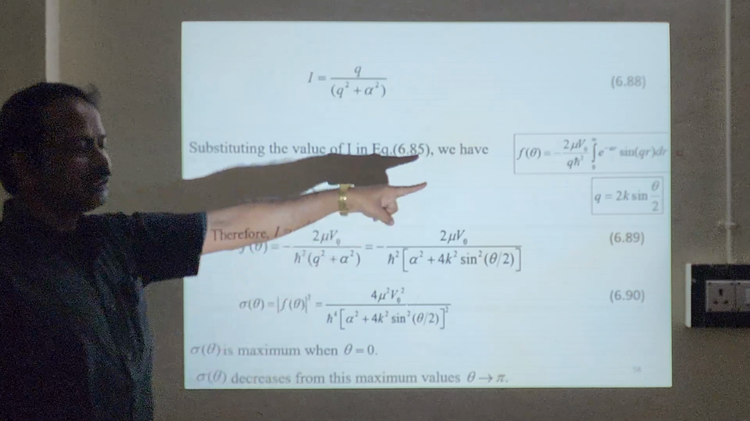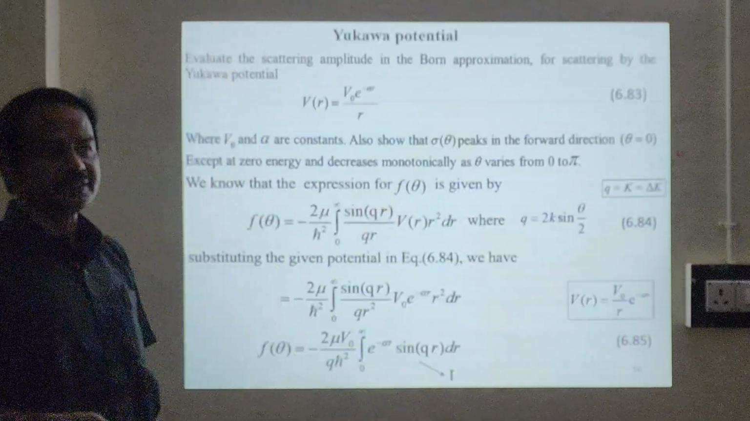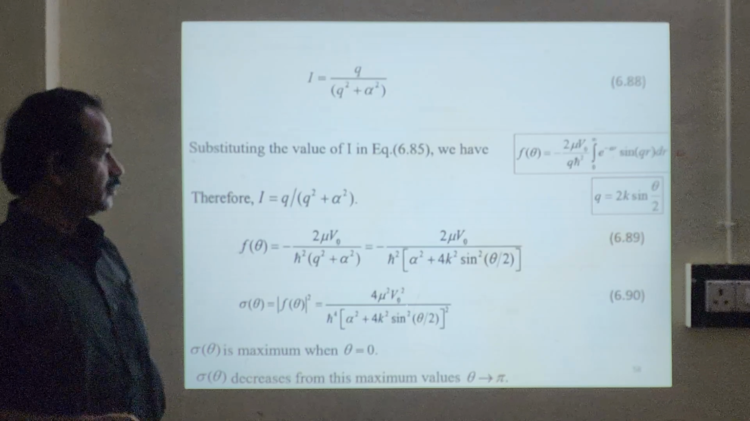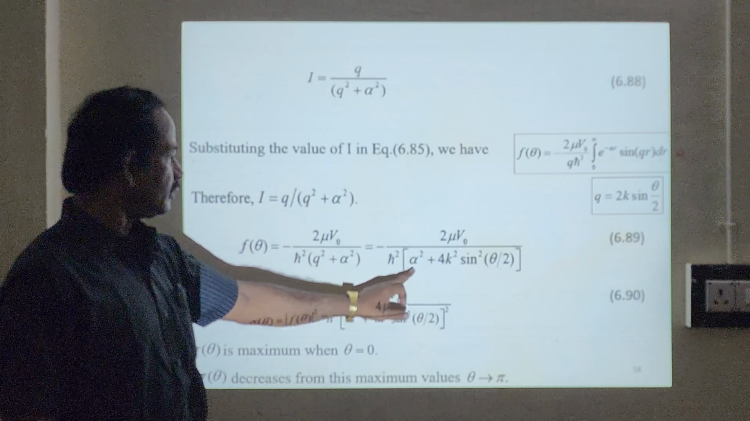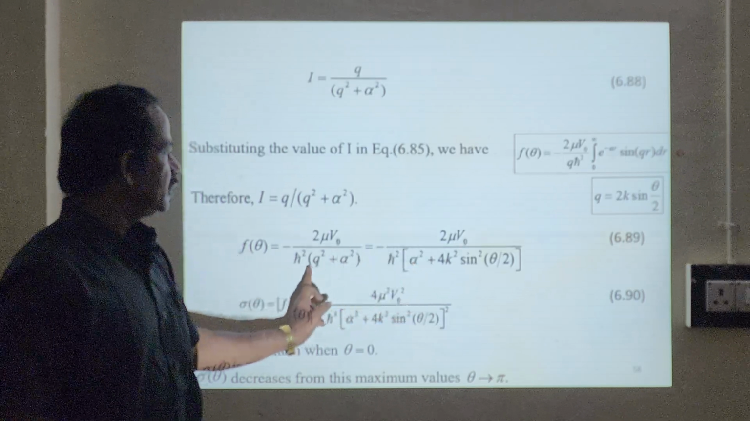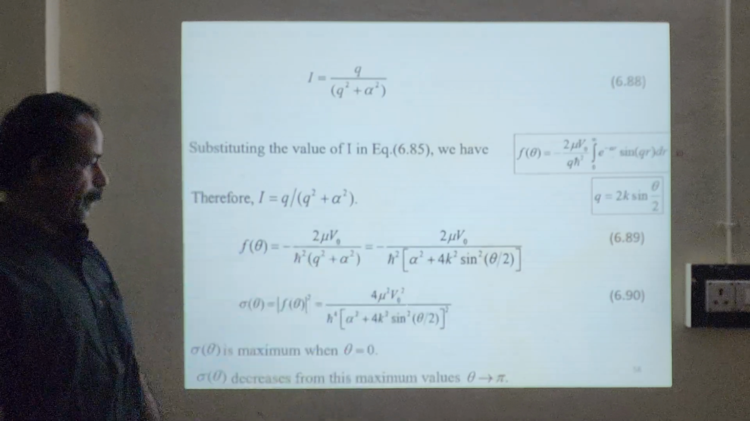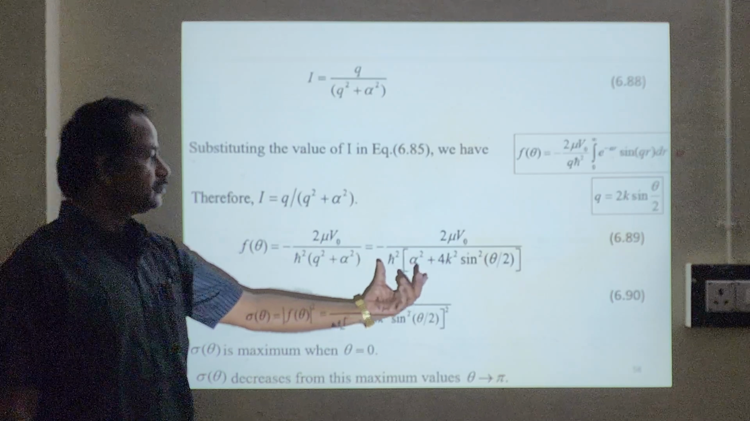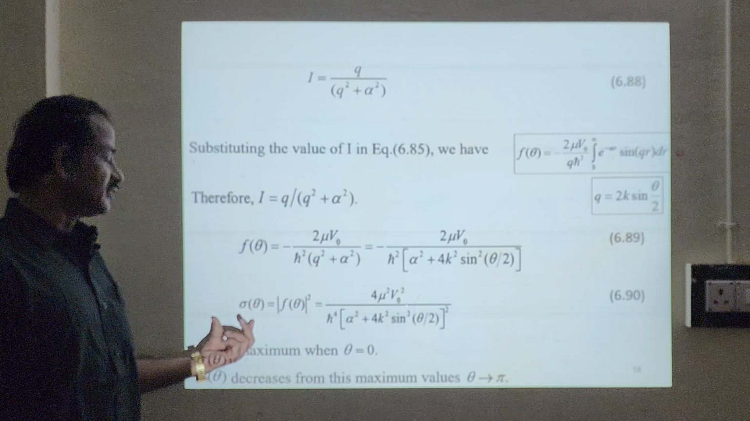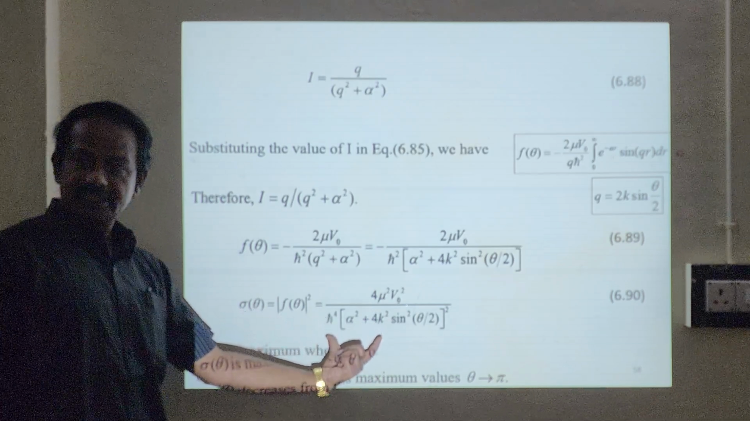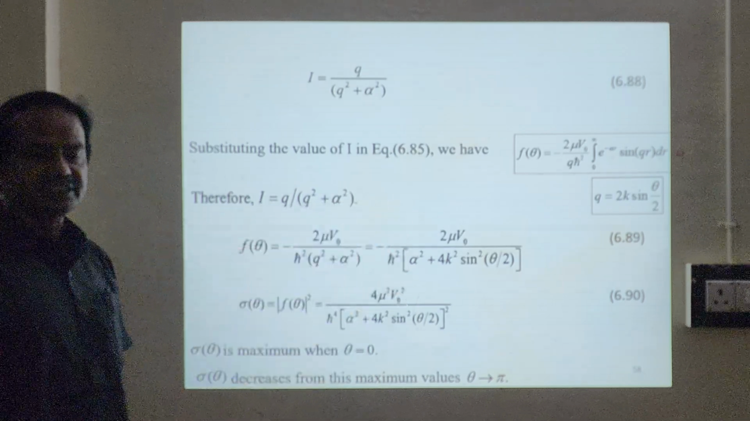And of course we know that q equals 2k sin theta by 2, which is given in the problem itself. So we have h bar square in the denominator, and alpha square plus your q square will be 4k square sin square theta by 2. Is it okay? Squaring this will give us the differential cross section. Okay, this is the expression for your differential cross section. Just squaring it will give you this expression.